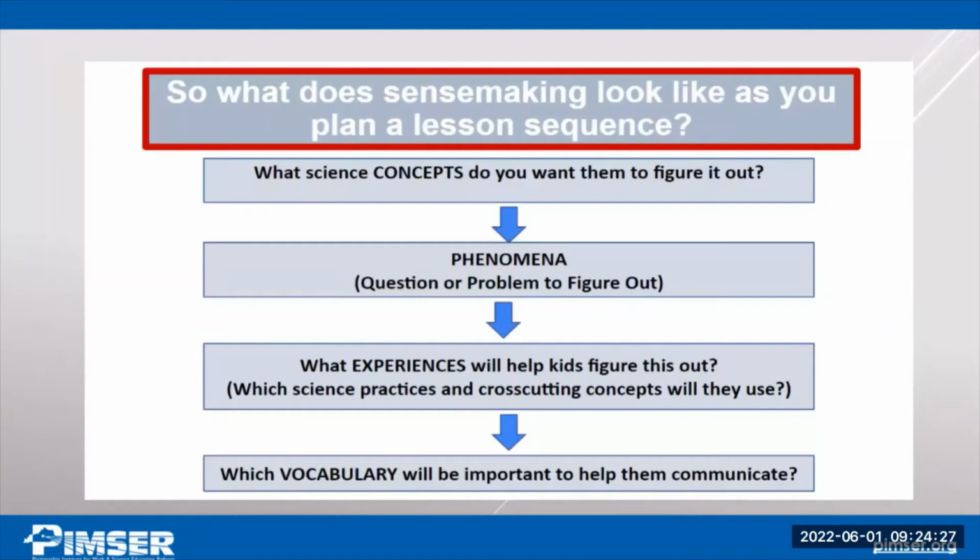Once the phenomenon is selected, the teacher is going to think about choosing experiences, experiments, and readings for students to collect evidence to answer the focus questions. Within these experiences, we want to think about which science and engineering practices and cross-cutting concepts will help students as they gather evidence and make sense of it. Then, looking at those experiences and the learning that's going to be occurring, you can think about which scientific terminology will help students communicate with precise language.